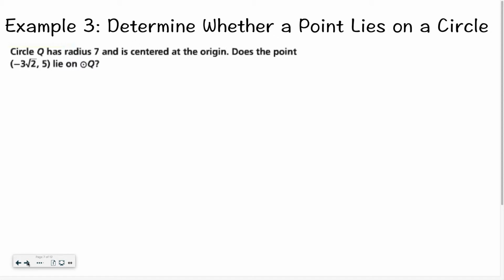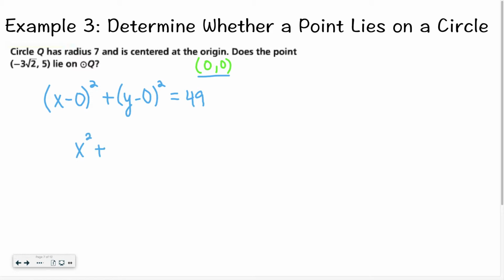And now let's talk about circle Q has a radius of 7 and is centered at the origin. So let's remember that the origin means 0, 0. And we want to know, does the point -3 square root of 2, comma 5 lie on circle Q? So first, let's figure out our equation. We would have x minus 0 squared plus y minus 0 squared, because of the origin, equals 7 squared, which is 49. So then, if I simplify this, x minus 0 is just x squared, and then y minus 0 is just y squared, equals 49.